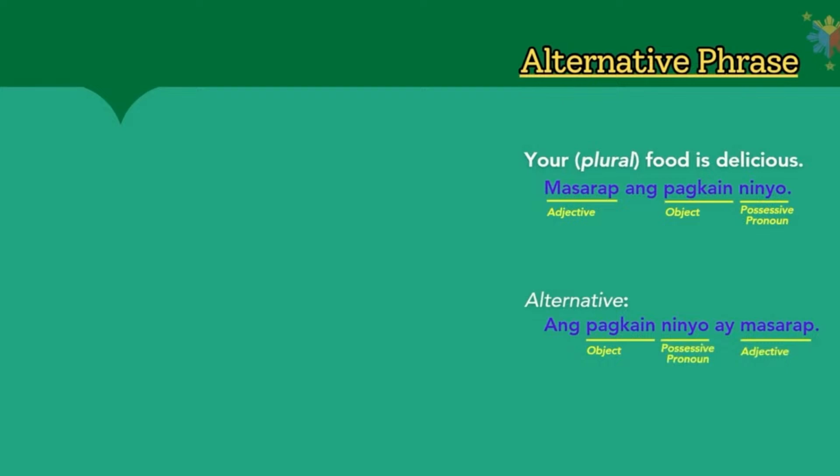So there is kind of a change in the grammar structure here. And now you are using this word ay, which is a sentence connector, which means is. Not a lot of people use this second form. It's more formal. It's more casual to just say, masarap ang pagkain ninyo. But this is not wrong.